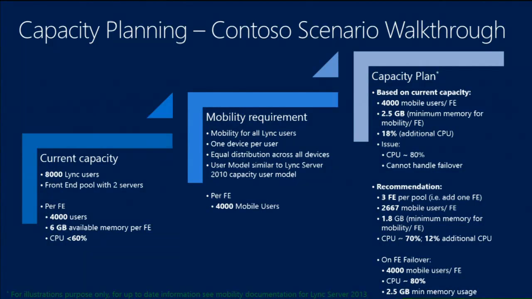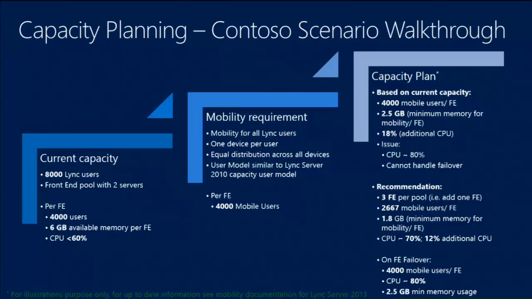So now we're going to deploy mobility for all users. Every user has 1 device. And we use a user model similar to the 2010 capacity model, which means that every front-end is going to service 4,000 mobile users. So if we calculate this, to get to this 4,000 number, this was 4,000 divided by 2,000 plus 0.5. This means 2.5 gigs of additional memory we need. And we have 18% additional CPU. This was the amount of users times 0.0044.